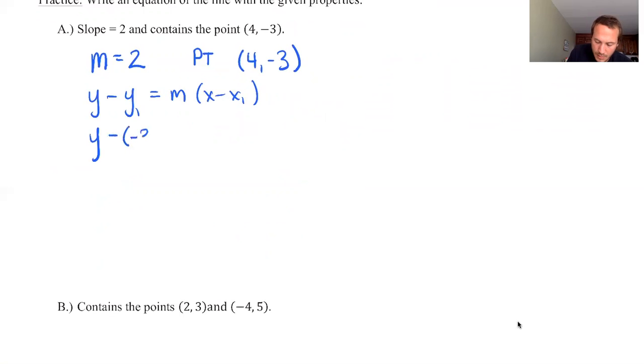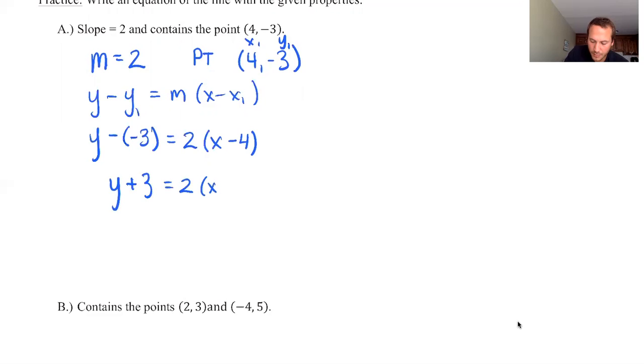y1 is going to be over here. This is x1, this is y1. My m value is 2, x stays the same, and x1 is 4. We are going to make this look neater, so we are going to at least change this to y plus 3 equals 2 times x minus 4. Now that right there is point slope form, okay?